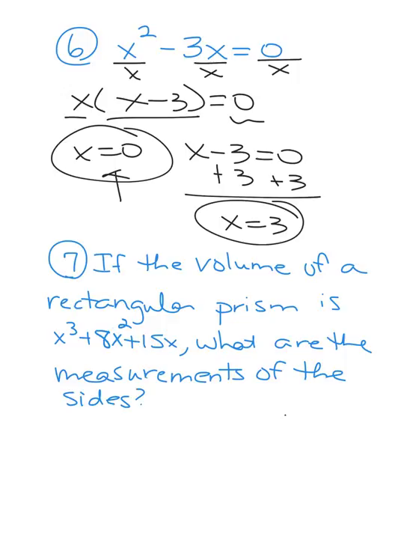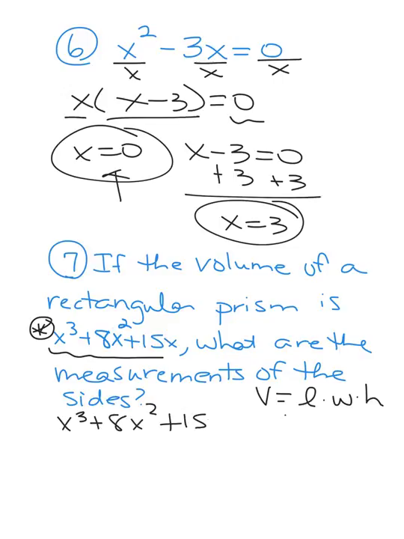In number 7, it says if the volume of a rectangular prism is x cubed plus 8x to the second plus 15x, what are the measurements of the sides? Well, we know the formula for volume is equal to length times width times height. So I know I'm multiplying three things. Now, in looking at my volume that they give me, I know I can try to break that down and see what happens. So I'm going to rewrite that down here. X cubed plus 8x to the second plus 15x.